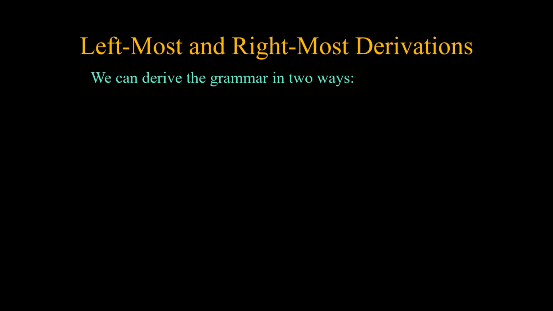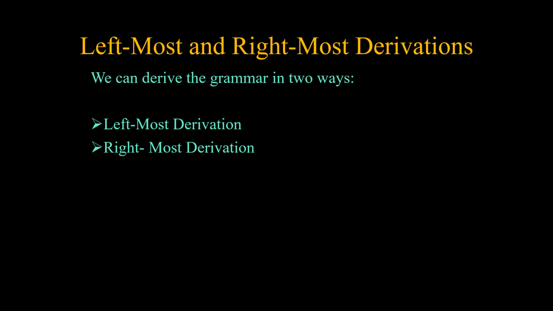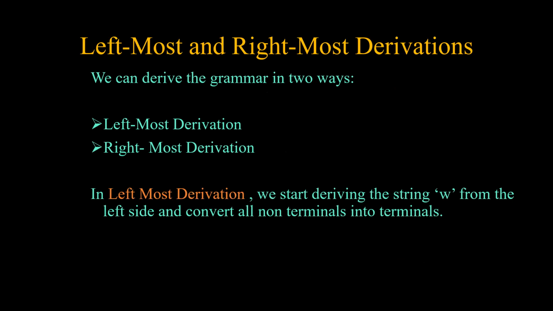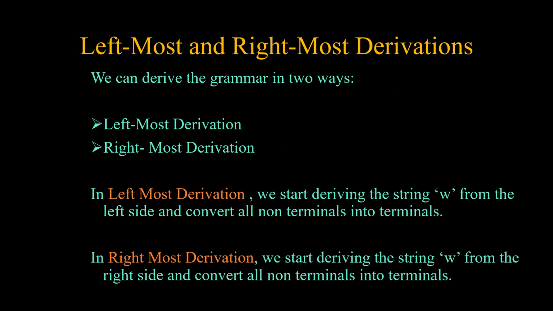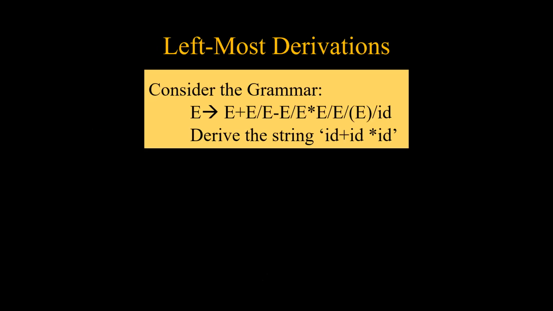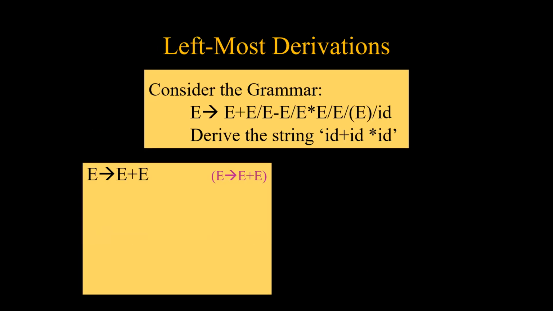Now we have two types of derivations. One is leftmost and another is rightmost. In leftmost derivation, we start deriving the string from the left side and convert all non-terminals into terminals. Whereas in rightmost derivation, we start deriving the string from the right side and convert all non-terminals into terminals. Now just consider this grammar, and we are talking about leftmost derivation, how we will derive it.